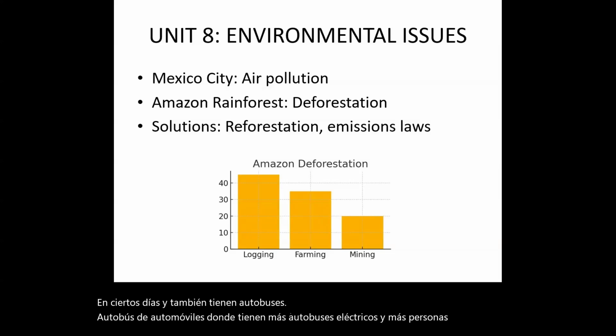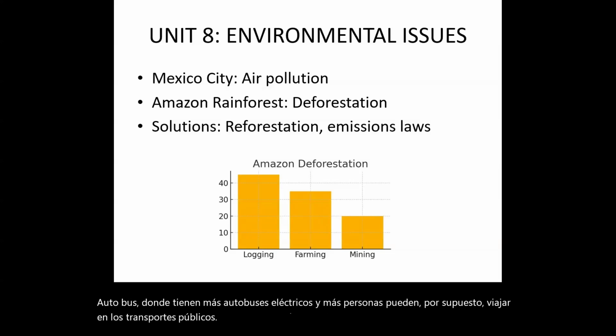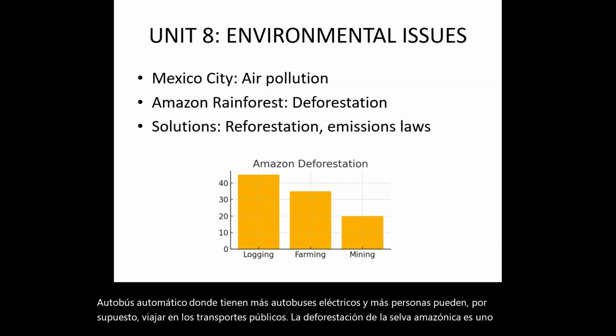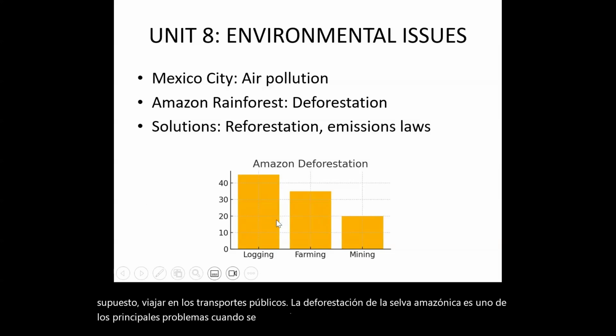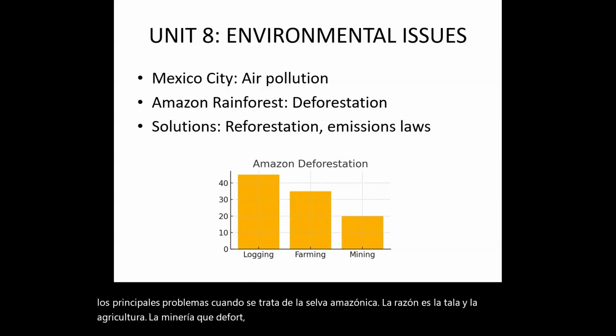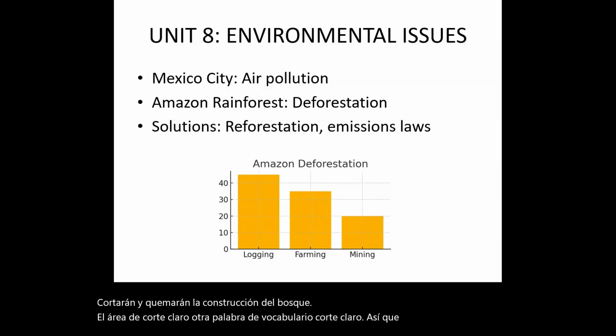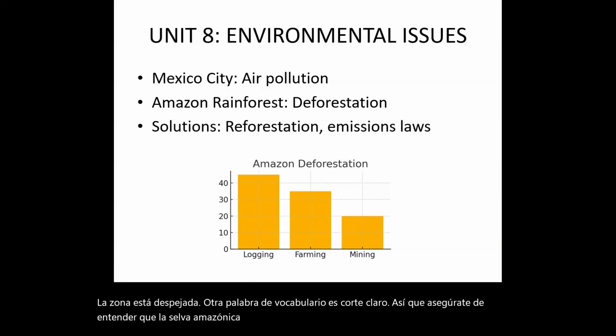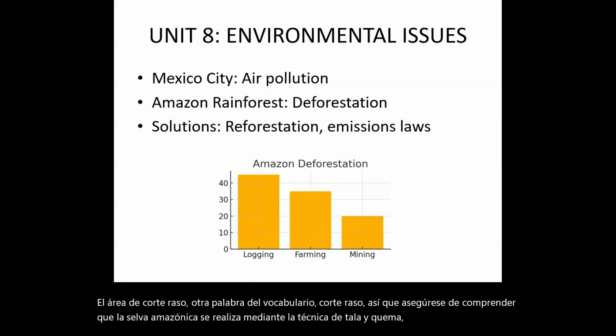Amazon rainforest deforestation is one of the main issues when it comes to the Amazon rainforest. The reasons are logging, farming, and mining. They cause deforestation by a technique called slash and burn. They will slash and burn the forest, making the area clear cut. Another vocab word, clear cutting. So make sure you understand the Amazon rainforest is deforested by the slash and burn technique, clear cutting the area.